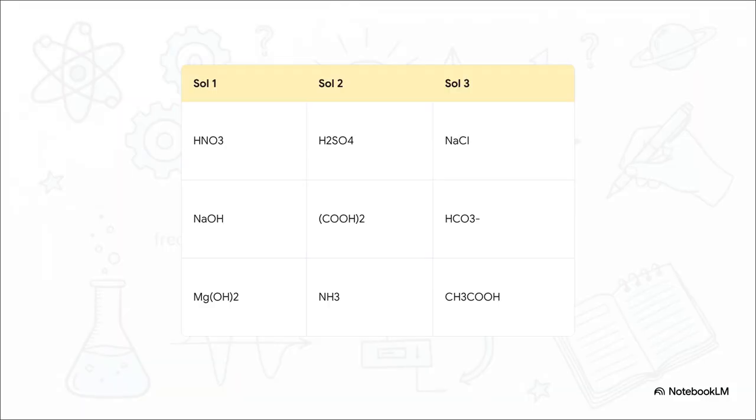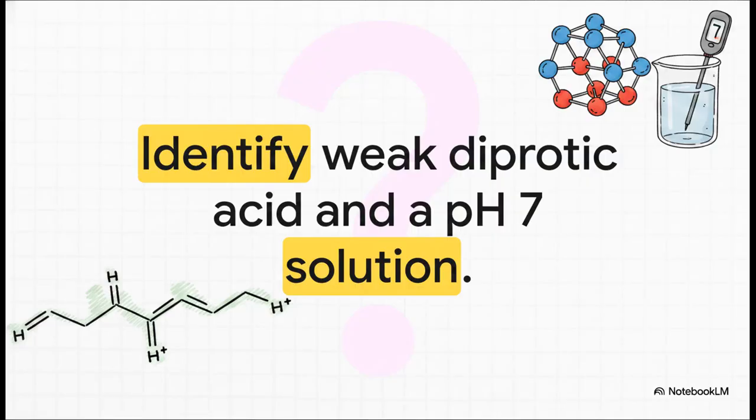On this slide, we have a whole spread of aqueous solutions all sitting at a standard room temperature and a concentration of 1 mole per cubic decimeter. You've got strong acids like nitric and sulfuric acid, strong bases like sodium hydroxide, neutral salts, and a few weak acids and bases mixed in. Being able to scan a list like this and instantly categorize who is who is an absolutely vital skill for the exam. Let's put that to the test with our final pause and predict.